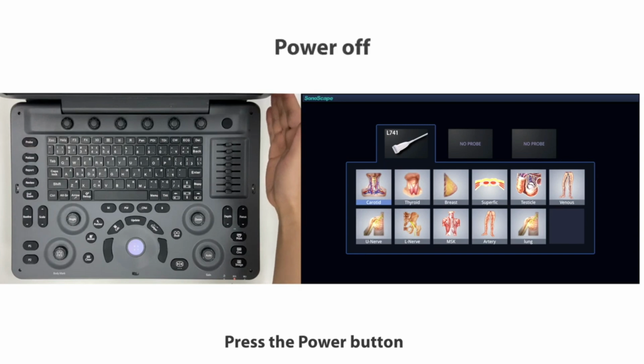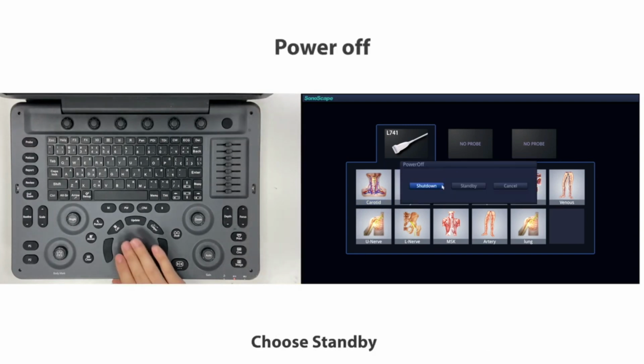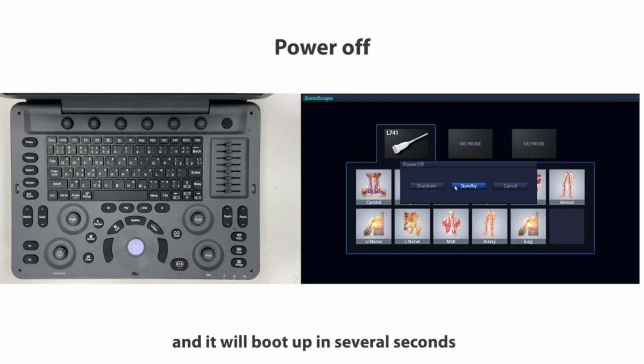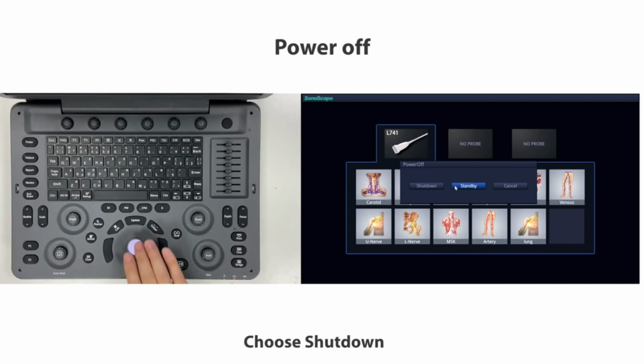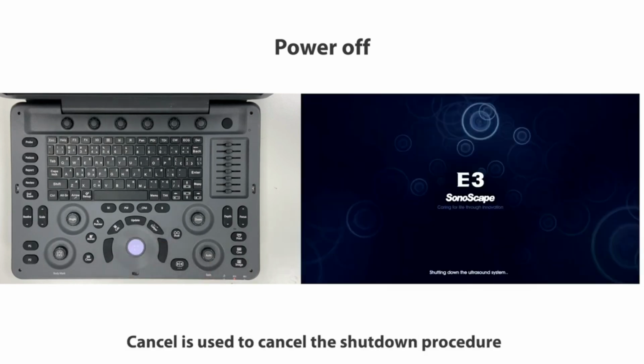Press the Power button. The shutdown window will appear on the screen. Choose Standby. It will go to standby mode and it will boot up in several seconds. Next time you press the Power button to turn it on, choose Shut Down. It will shut down immediately. Cancel is used to cancel the shutdown procedure.